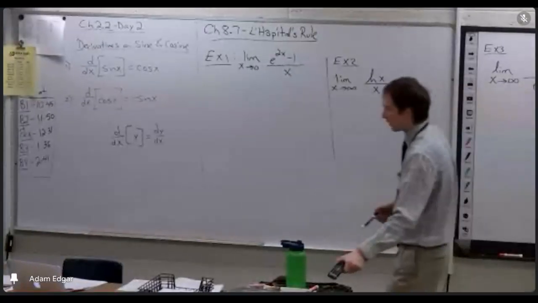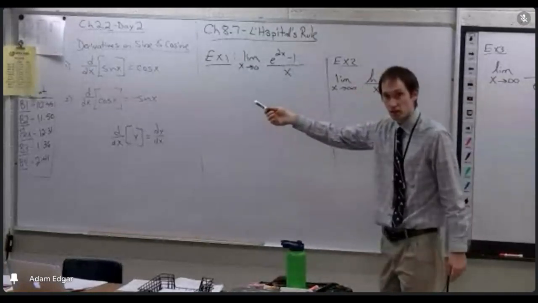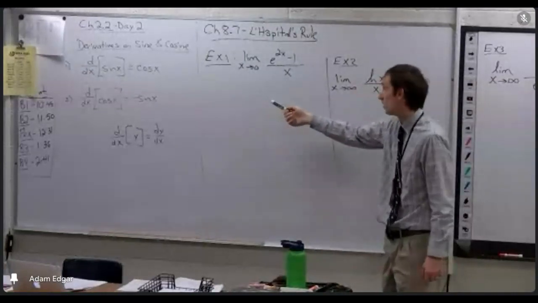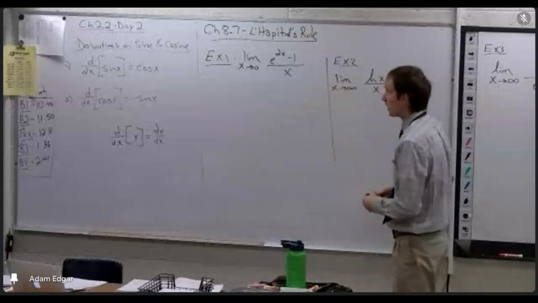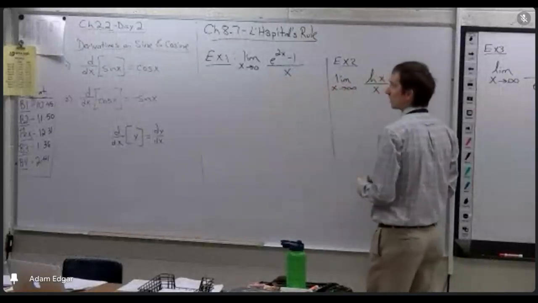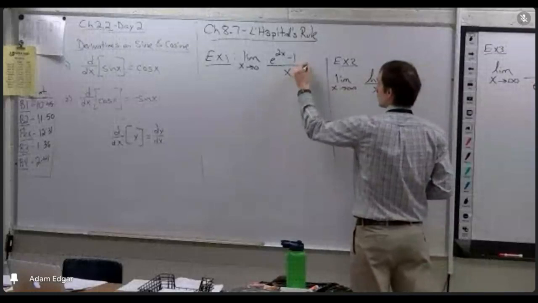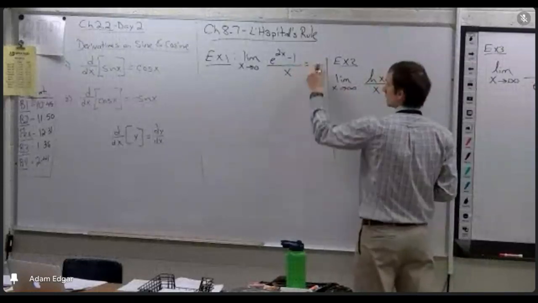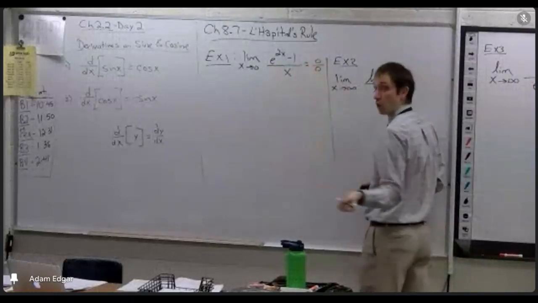Now, did we already do example 1 yesterday? Yeah? No? All right. Well, I can't remember either, so let's just do it. If we just take the limit directly, what do we get? 0 over 0. So what do we do?